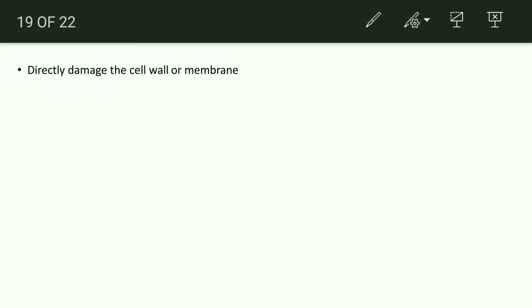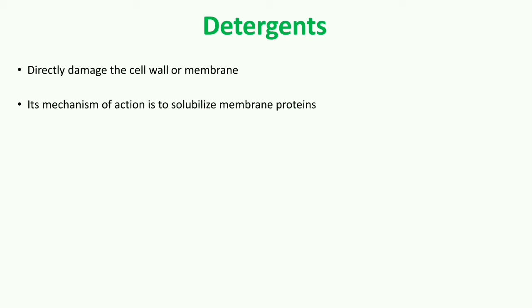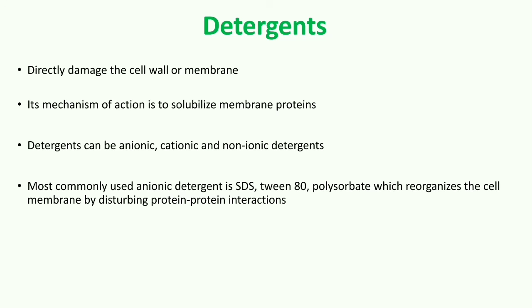Use of detergents. So, detergents are known to damage the integral membrane proteins present in the cell wall or the cell membrane. Its main mechanism is to solubilize these membrane proteins. Detergents can either be ionic, which can be either cationic or anionic, or non-ionic in nature. The most commonly used anionic detergents are SDS. Tween 80 polysorbate also recognizes the cell membrane proteins and brings about destruction of the protein-protein or the lipid-protein interactions.